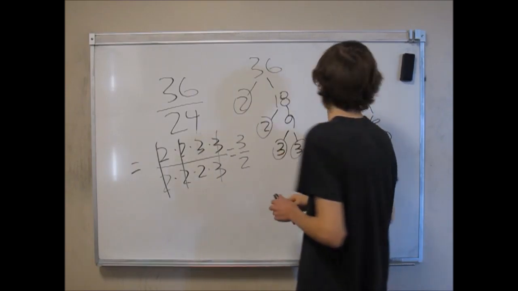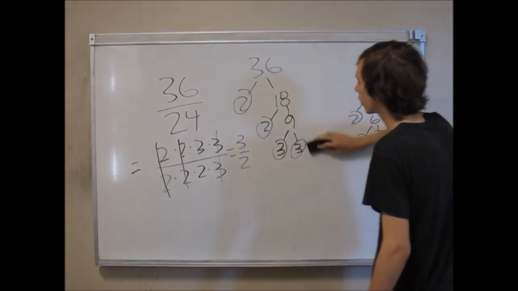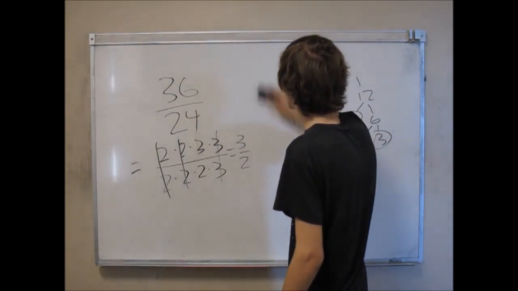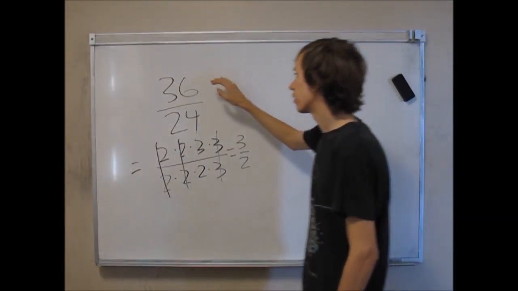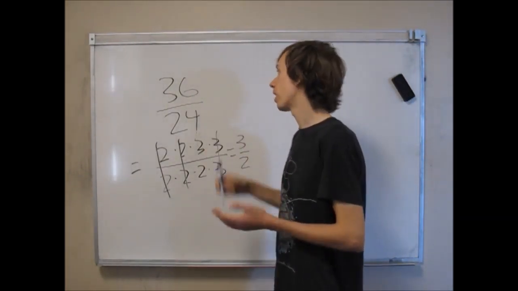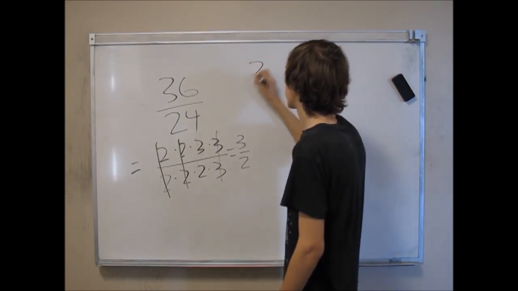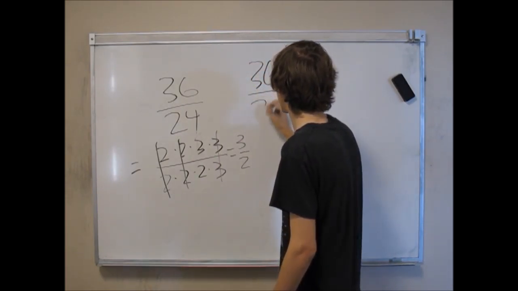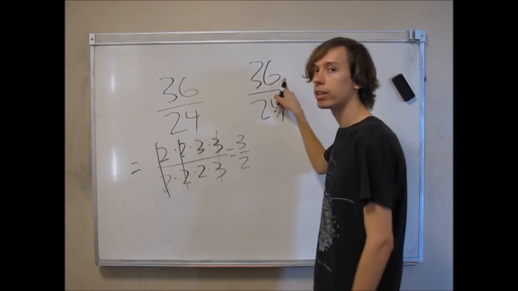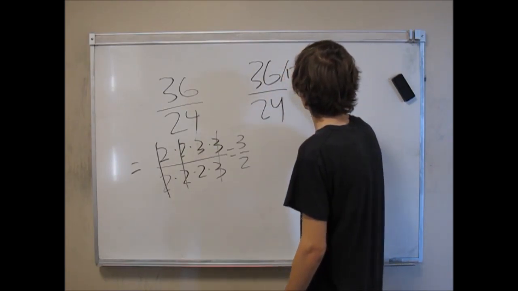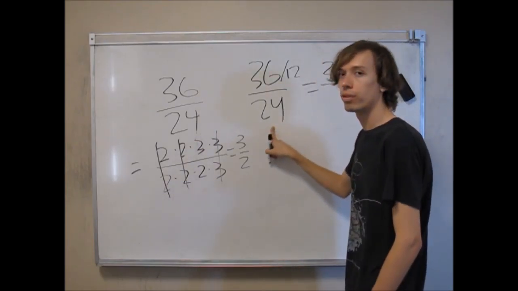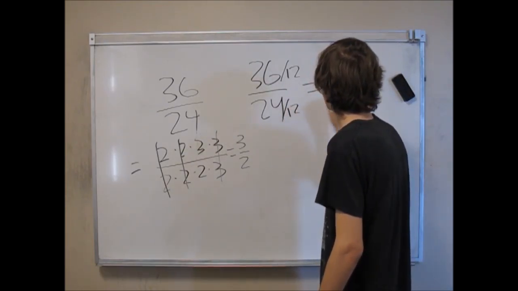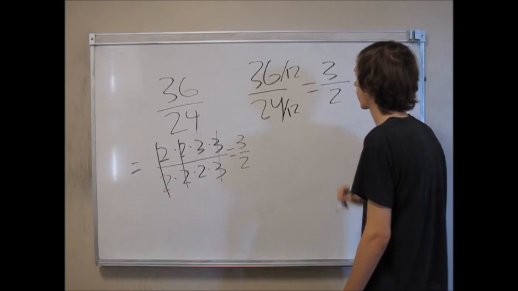And another way to think about this, if you don't want to go through all this trouble, you could just think about, what's the biggest number that I could take out of both of these. And you might have seen right off the bat that you could take a 12 out of both of these. So 36 divided by 12 is going to be 3, right? And 24 divided by 12 is going to be a 2.